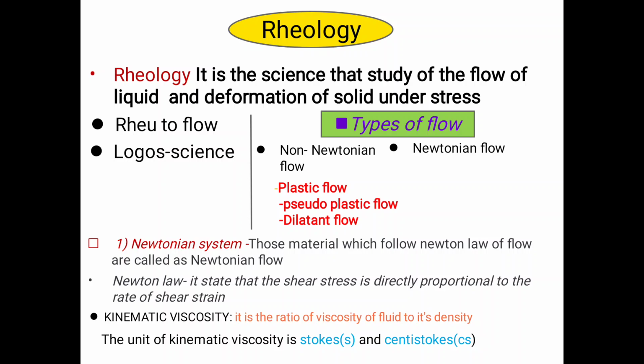Newtonian system: those materials which follow Newton's law of flow are called Newtonian flow. Newton's law says that the shear stress is directly proportional to the rate of shear strain. Those liquids which follow it are called Newtonian, and those which do not are called non-Newtonian. Kinematic viscosity is the ratio of the viscosity of a fluid to its density. The unit of kinematic viscosity is stokes and centistokes.